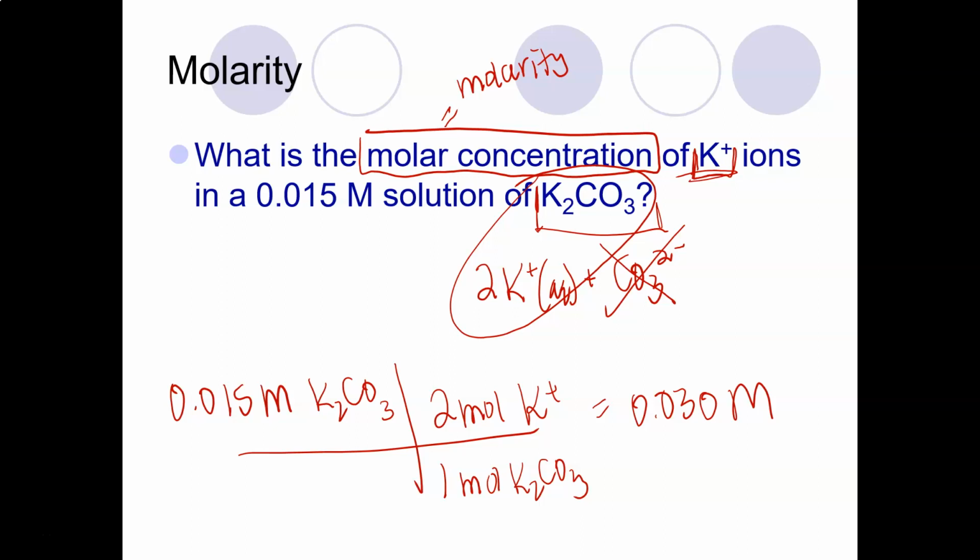Potassium carbonate. How many potassiums are there? Well, for every 1 potassium carbonate I have, times 2 is how many potassiums I have. That's all that's happening here. But we do have to combine that with you recognizing that K2CO3, when it dissociates, breaks into 2 potassiums and 1 carbonate. So what is the molar concentration of carbonate in this situation? Well, for every 1 K2CO3, there is 1 CO3. So if there's 0.015 K2CO3s, there's 0.015 CO3s.